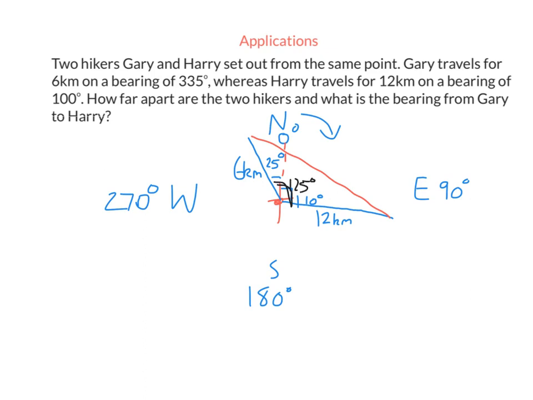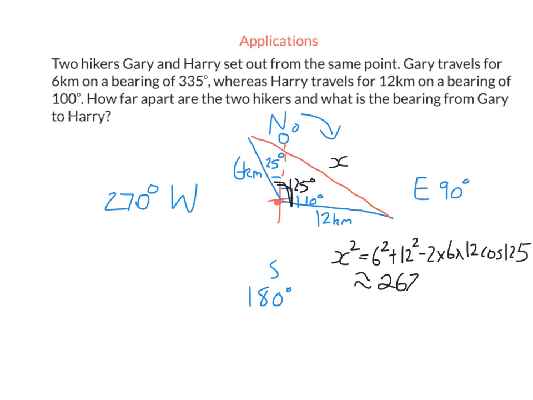So to find the distance between them, which I'll call x, I just use the cosine rule like I did on the previous slide. So using the formula c squared equals a squared plus b squared minus 2ab cos C, I put this in my calculator, and I get something like 262.595. That's x squared, not x, so x will be the square root of that, which is about 16.2 kilometers. So that is the distance between them.